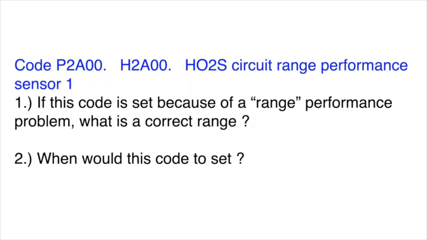Code P2A00. If this code is set because of a range performance problem, what is a correct range? And when would this code set?